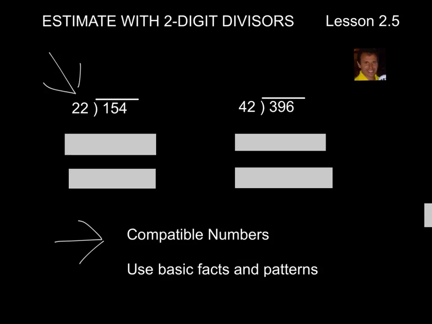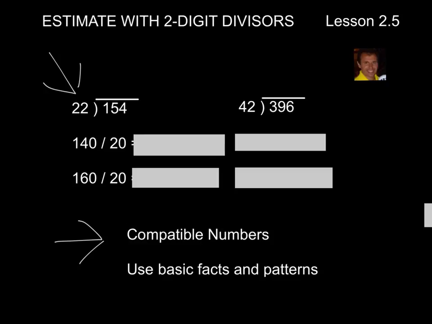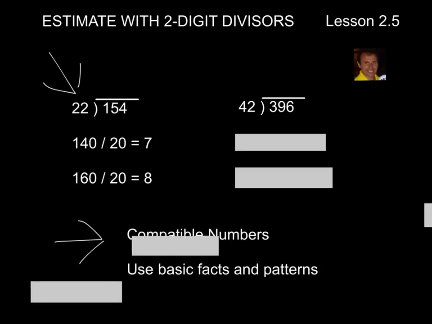There are two values that come to mind. One is 140, and the other is 160. 22 is compatible with 20, and there are 7 20s in 140, and there are 8 20s in 160. Our estimate would be approximately between 7 and 8.